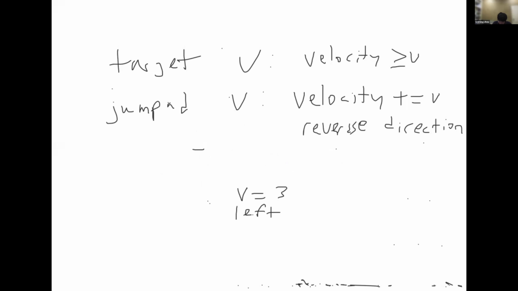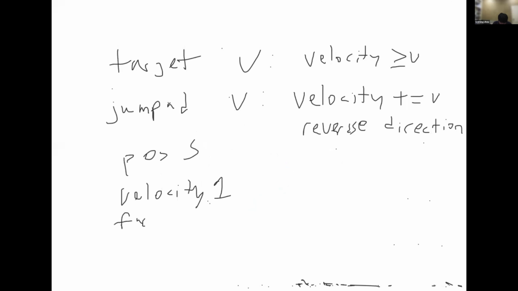Okay, so Bessie the cow starts off initially at position S with a velocity of 1, and facing the right. And the question is, after some indefinite amount of time, what is the total number of targets Bessie the cow will break?